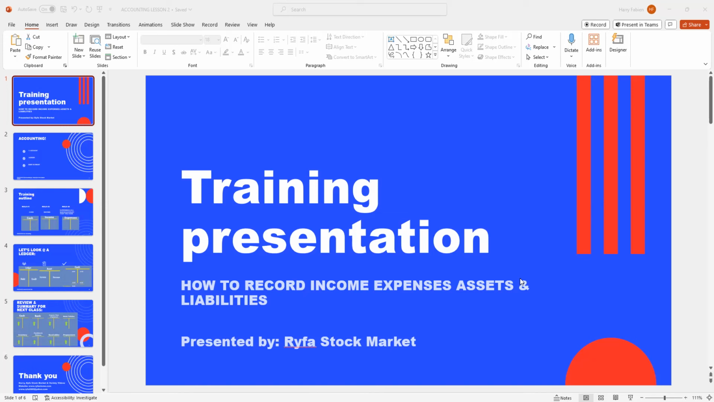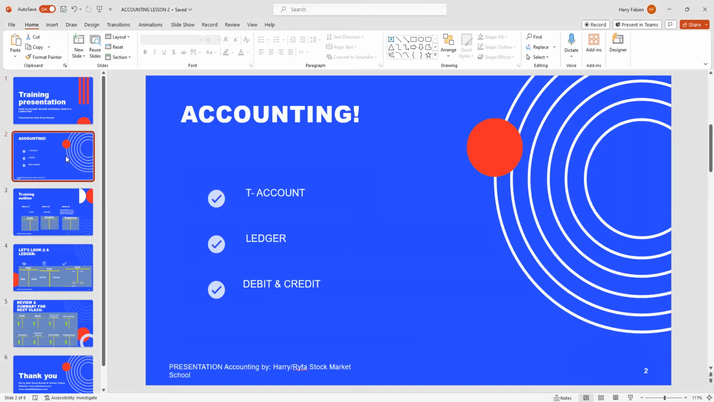How to record income, expenses, assets, and liabilities. This is what we're going to see today: how to record them. But the three main topics you're going to see today are the T account, ledger, and debit and credit. We're going to see those three topics today.